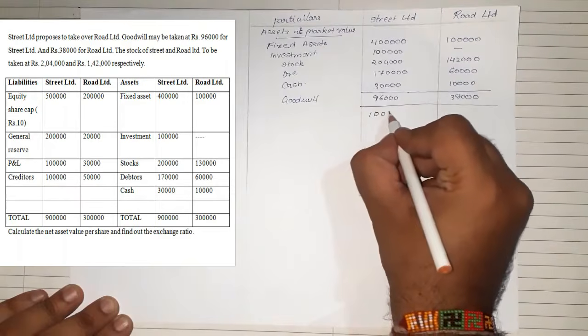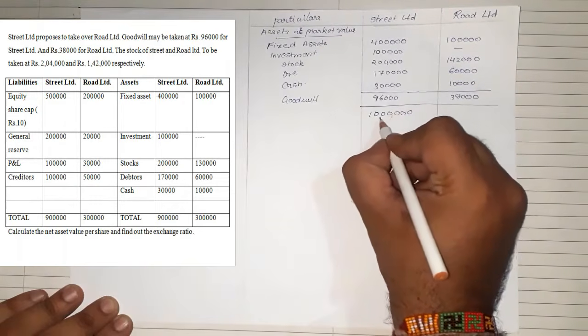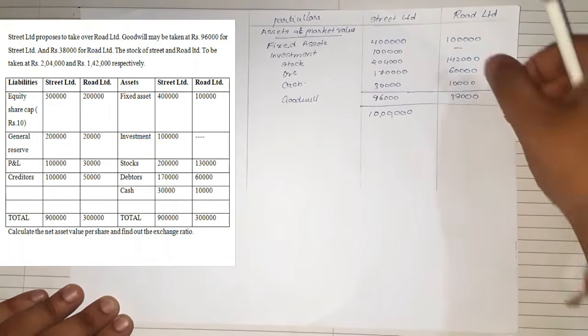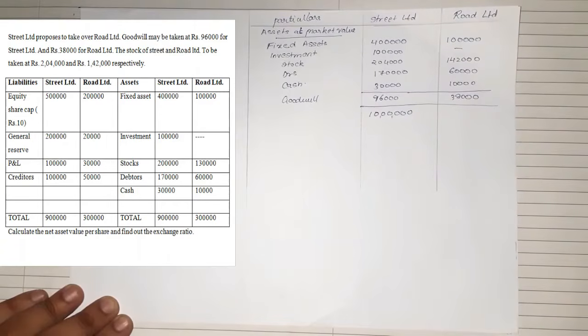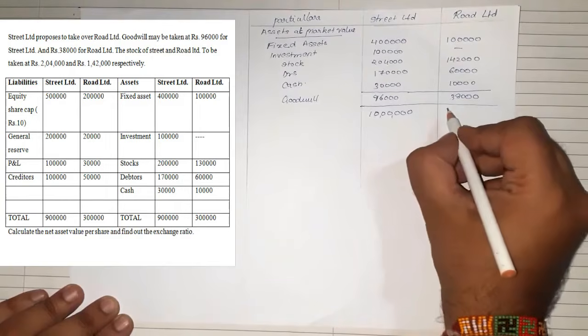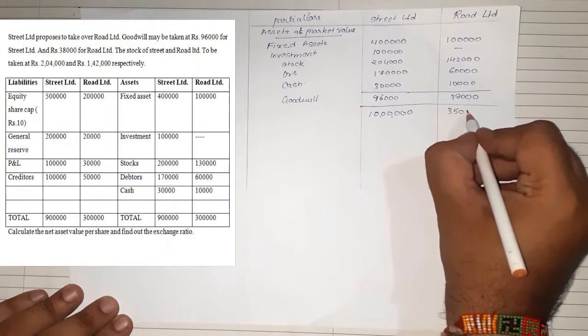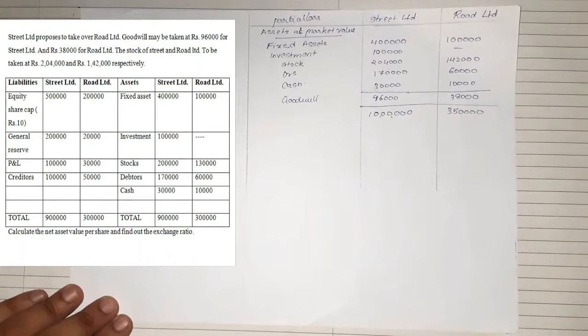So I have 10 lakh for Street Limited. Same way on the other side, it was supposed to be 3,12,000. This is 3,12,000 plus the goodwill of 38,000. So that comes to 3,50,000. Okay. Now this is all the asset side.